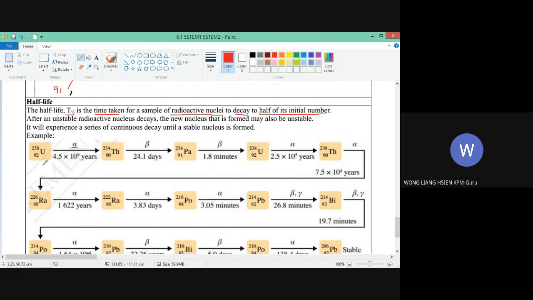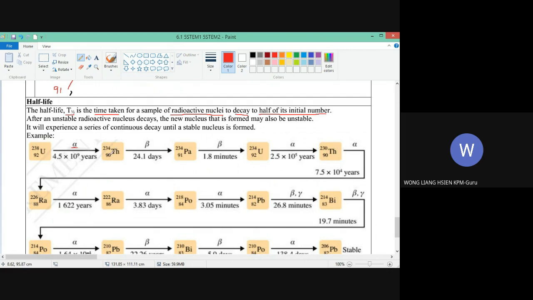Half of the uranium-238 will decay and become thorium-234. Okay? So this is the half-life of uranium-238. That means it takes 4.5 times 10 power 9 years for the uranium-238 to decay by half. Get the idea? Okay. So that is the half-life of uranium-238.